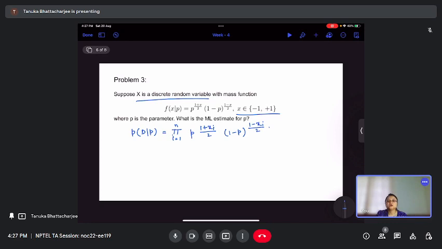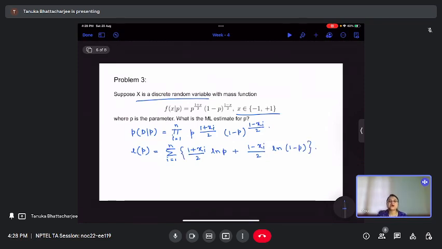This is our data likelihood. Now we will compute the log likelihood, because here also we have a product of multiple terms, and if we take the log, that will become a summation, and taking the derivative will be much easier. So the log likelihood L of p will become the summation from i equal to 1 to n of (1 plus xi)/2 ln p plus (1 minus xi)/2 ln(1 minus p). This is within the summation.